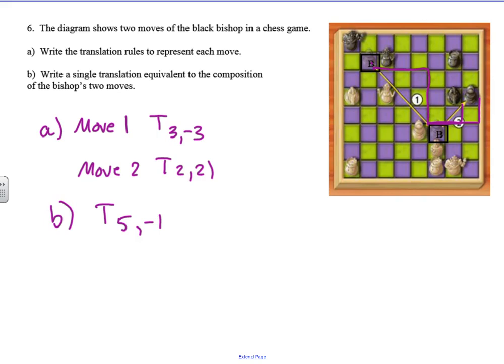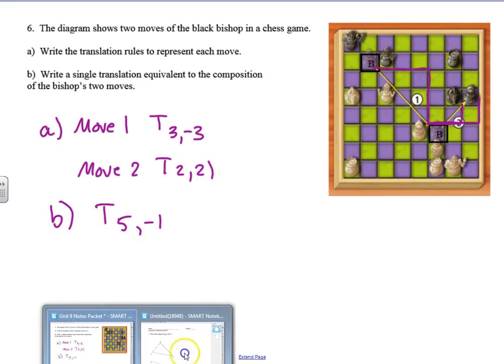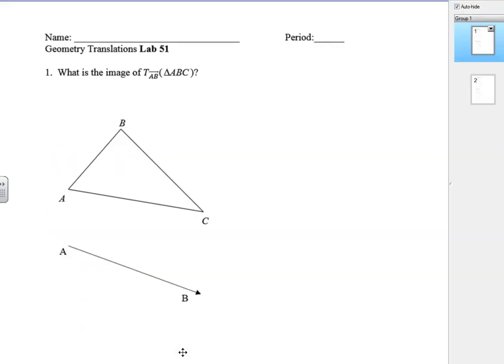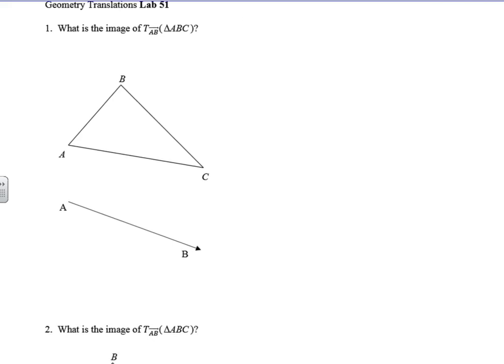Now, I'm going to give you a little bonus for this one, and this is lab 51. And in the lab, you're going to be asked to construct this translation. And what we have here is the vector of translation. So the way we're going to do this here, what does a vector have? What are the two things? Number one, a vector has a distance, and number two, a vector has a direction. So we have to account for that in our construction.